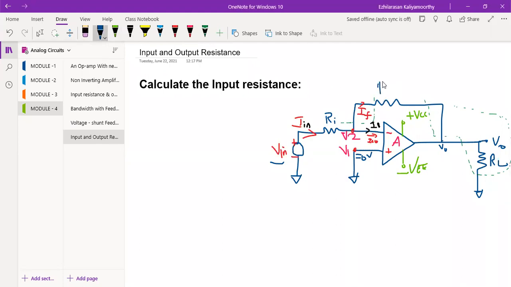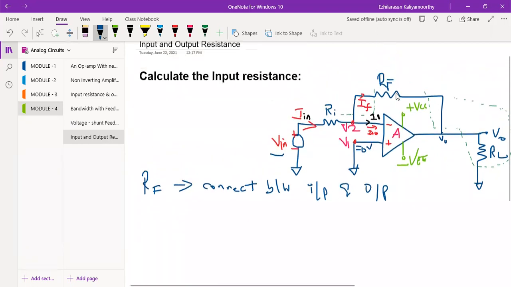You see here, this RF resistance is connected between input and output. But you may think that even in the non-inverting amplifier the RF was connected between input and output. There, the input source was at the non-inverting terminal, so there was no need to consider it. But now the voltage source is connected at the inverting terminal, so we need to consider the resistance between the input as well as the output.